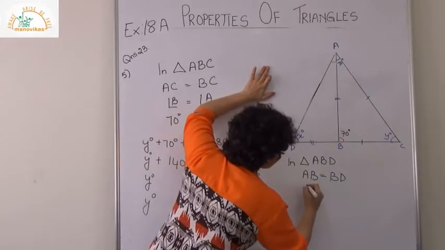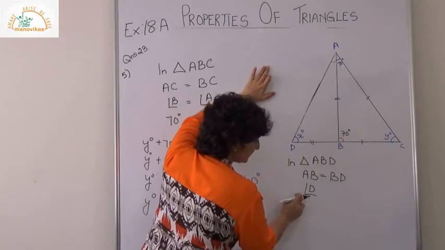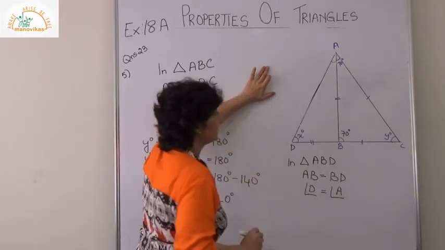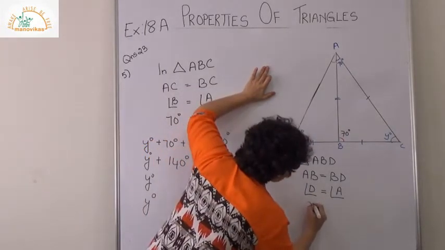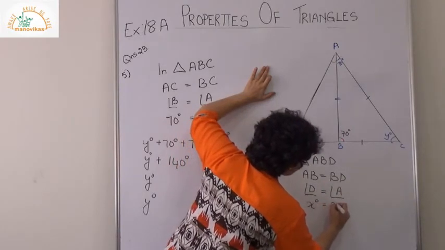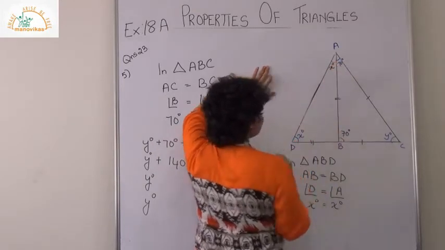So which are their opposite angles? Angle D, because this is ABD, the missing one. Angle D is equal to angle A. What is your angle D, children? Angle D is equal to x degrees. So angle A will also be equal to x degrees. So this is x degrees.